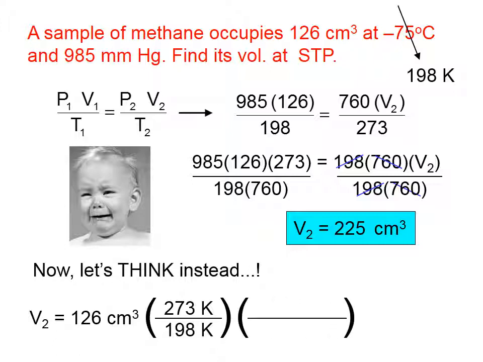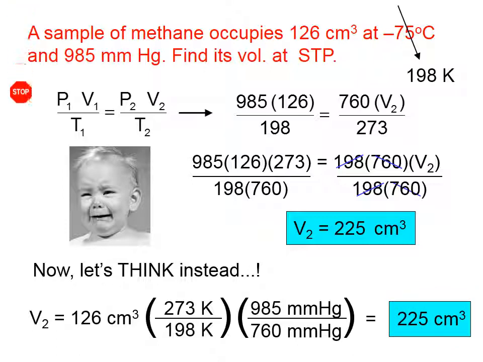We'll do the same thing now with pressure. Pressure started at 985 millimeters of mercury. It ended at 760. If the pressure has decreased, what must have happened to the volume? It must have gotten bigger. So the pressure quantities will also lead to the volume getting bigger. And you can see that we have at the bottom the same fraction that we have dead in the middle of the screen: 985 on top, 126 on top, 273 on top, and in the bottom 198 and 760. You get, of course, the same answer.